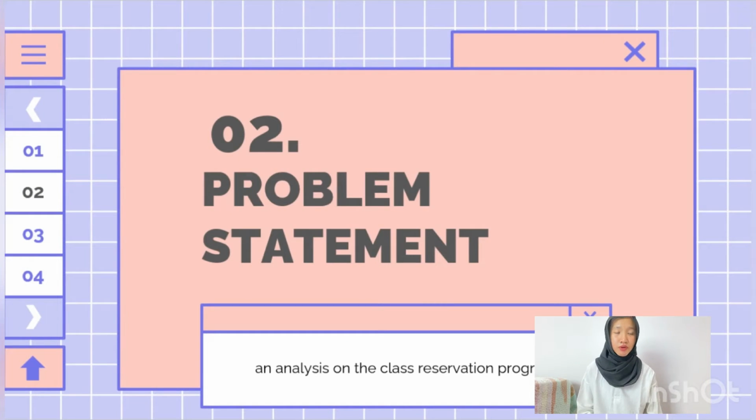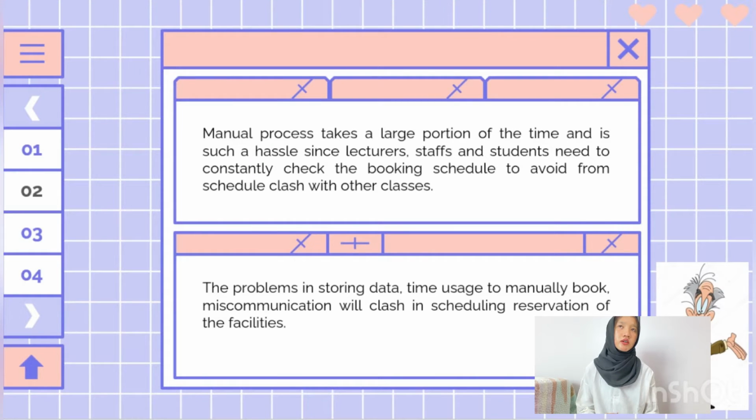There are numerous problems in the manual system, where the problems here are the storing of data, the time it takes to actually book the classes, and then there is also miscommunication between lecturers and staff where there will be clashes between facilities. Moreover, the redundancy of data will also occur when using a manual system, and lecturers, staff, and students need to find the person in charge, which will use human power.